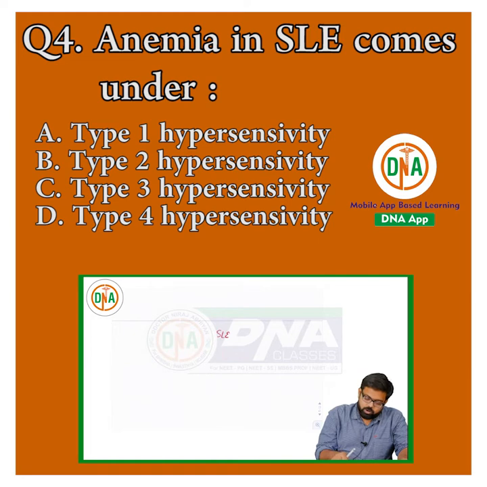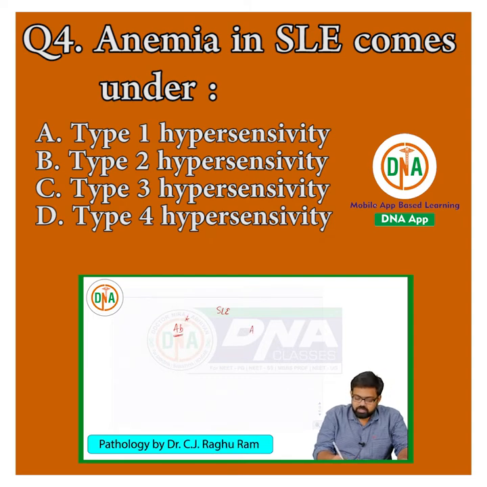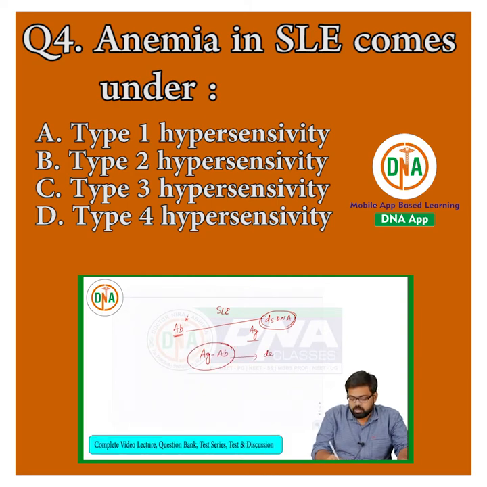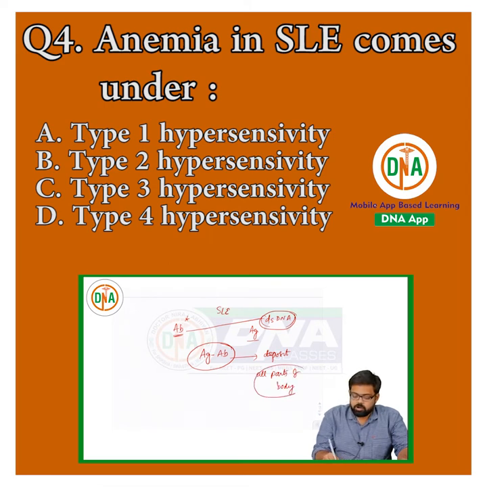In SLE, what happens is there is formation of antibody. And what is the antigen? It is your double-stranded DNA. So your double-stranded DNA binds with the antibody and you come across antigen-antibody complex. This antigen-antibody complex will be depositing in all parts of the body. So in all parts of the body, there will be deposition. So you come across multi-organ involvement.